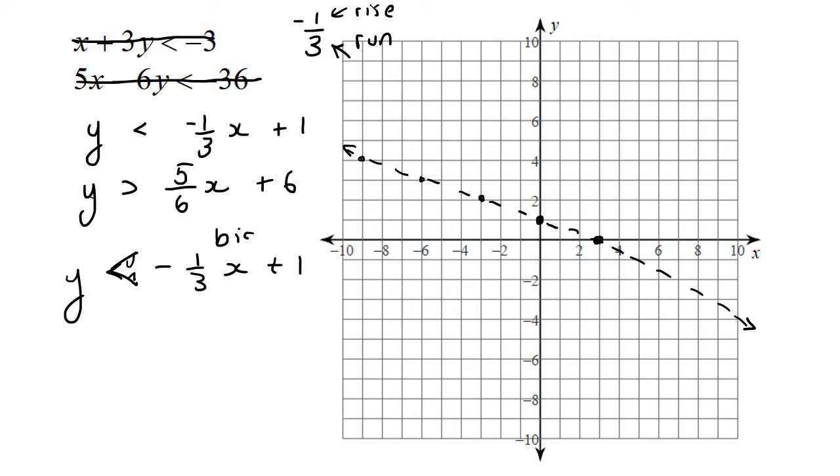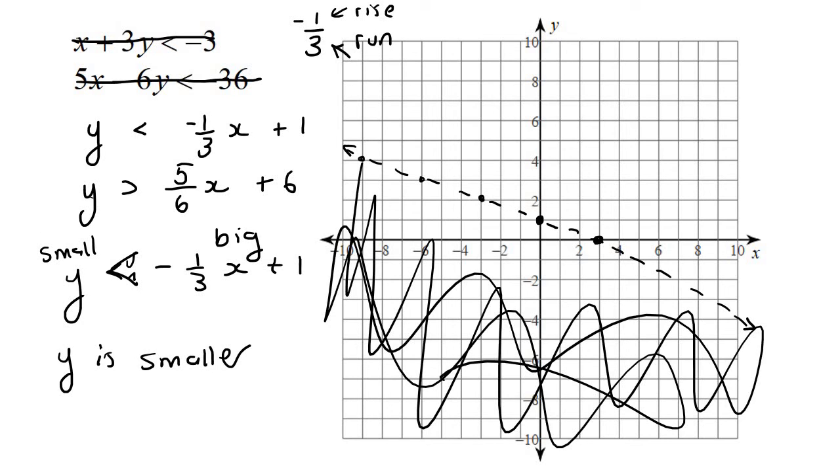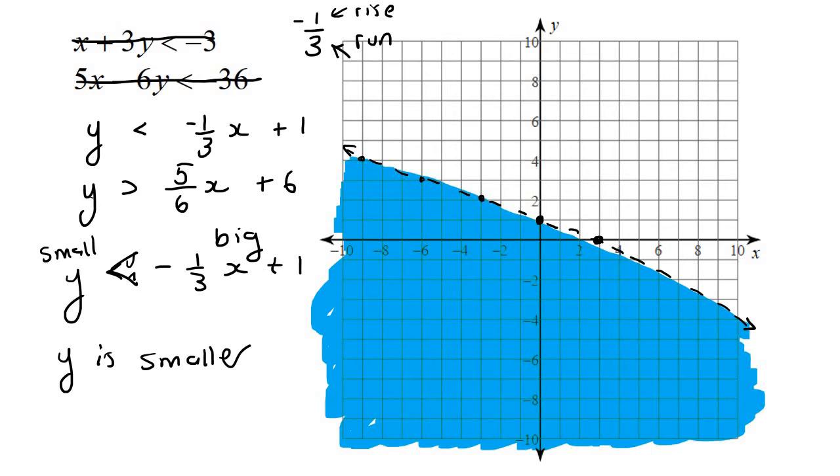So that means that this side is big, because the crocodile always likes to eat the biggest piece of food, and then this side is small. So what we're saying here is that y is smaller. So when we say y is the small one, then we shade below. So we're going to shade all of this below. Okay? So there we have that one.